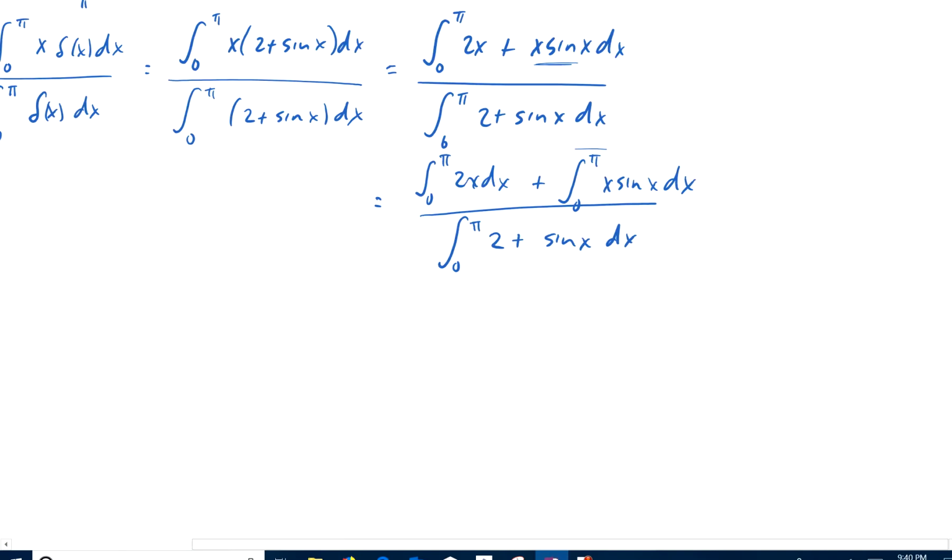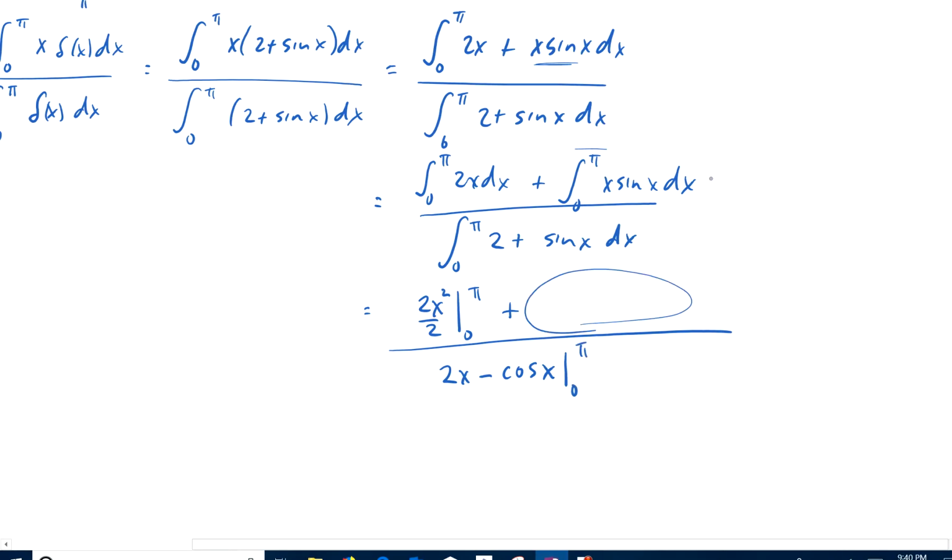Alright, so let's just do each one of them individually. So this is 2x squared over 2 from 0 to pi plus, I'm going to leave that blank because we're going to do that on the side. And the denominator becomes 2x plus, let's see, the integral of sine is negative cosine, because the derivative of cosine is negative sine, from 0 to pi. Now remember, I'm going to fill this in with that integral in a minute here.